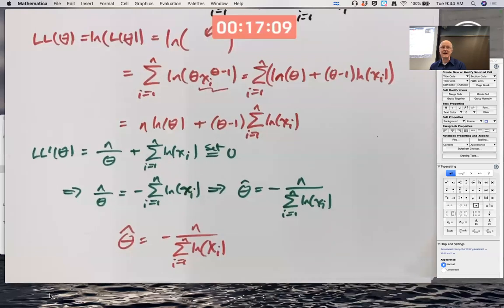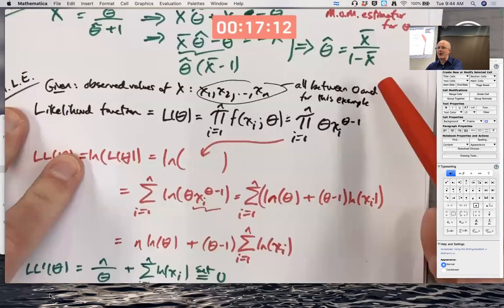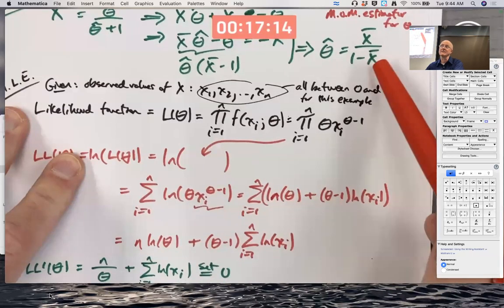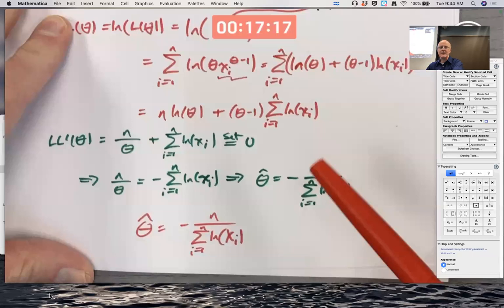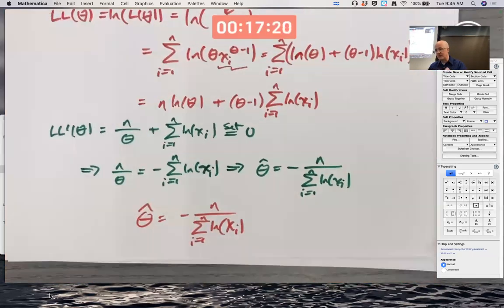We definitely got different answers, right? Method of moments gave us x bar over 1 minus x bar, a much simpler estimator. Method of maximum likelihood gave us a more complicated estimator. Different, more complicated, not necessarily worse, just more complicated. It's hard to say ahead of time which one's better and which one's worse, or whether they're both unbiased or not, or whether they're at least asymptotically unbiased, or if they are unbiased, whether they're consistent or efficient, which one's more relatively efficient.